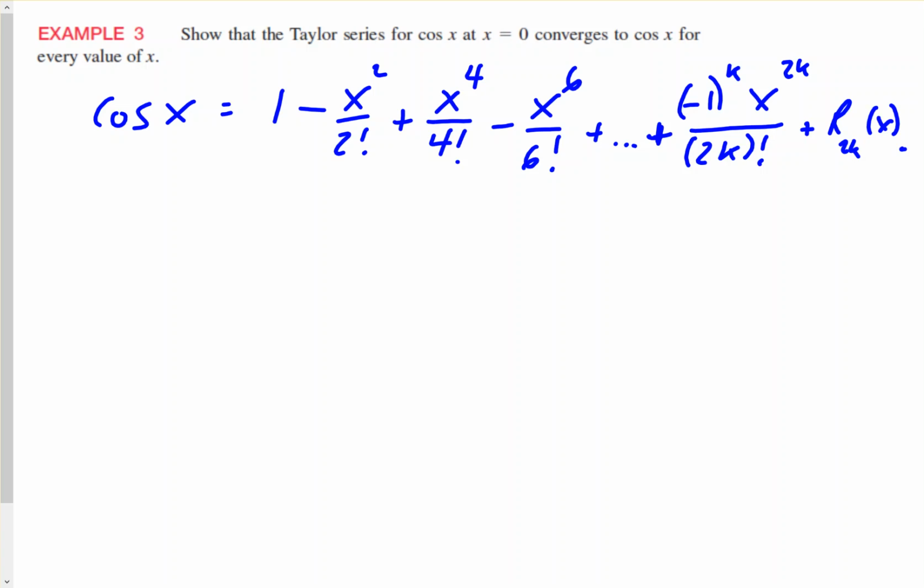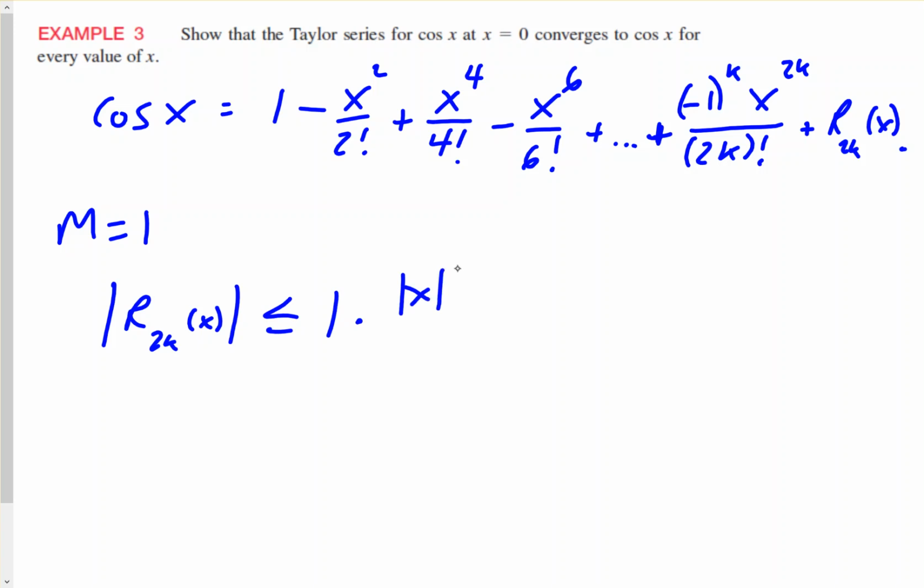So we say that because the derivatives of the cosine have absolute value less than or equal to 1, then we could use the remainder estimation theorem when m equals 1. So we would say absolute value of r 2k of x is less than or equal to 1 times x to the 2k plus 1 over 2k plus 1 factorial.